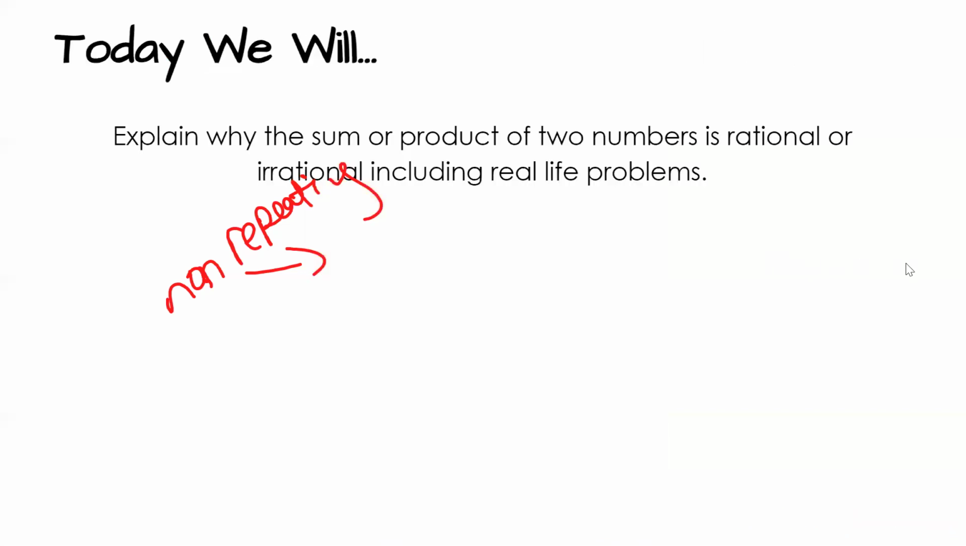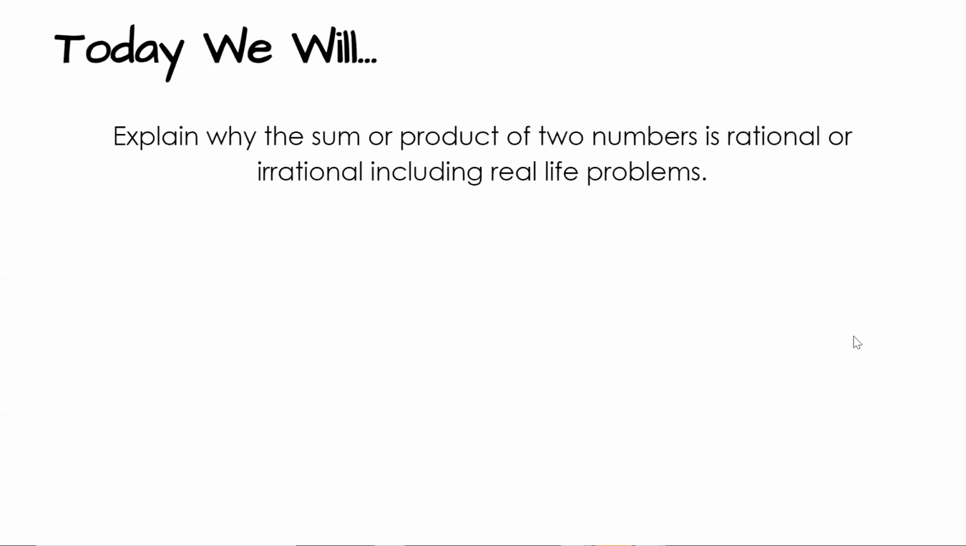All right, so we're going to talk about why the sum or the product of two numbers is rational or irrational. Do we know what the word sum means? To add. Do we know what the word product means? To multiply. If you didn't know that, I know those are from elementary school and you've heard them before, but I need you to get comfortable with those words. Sum means to add, product means to multiply. So if you see those words, that's what that means.